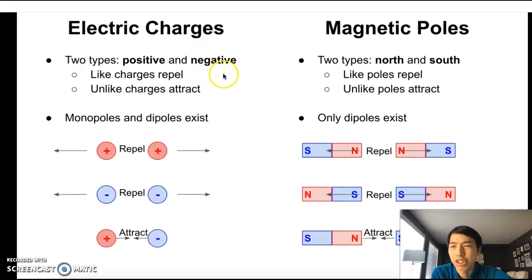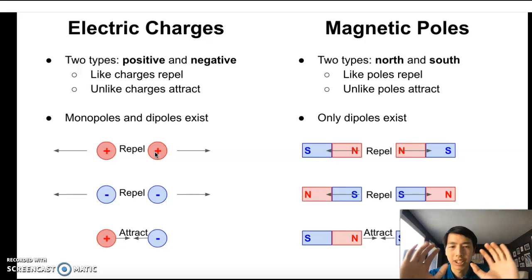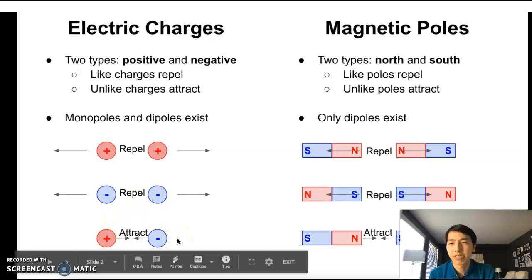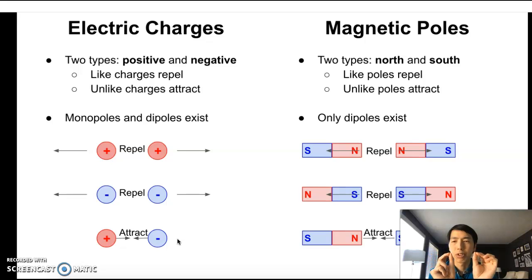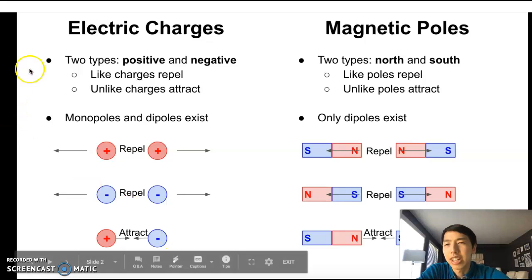This is from grade 9 actually, that there's 2 types of charges, positive and negative, and that like charges repel and unlike charges attract. Okay, so I just got some pictures here. A positive charge and a positive charge, if you hold them beside each other and let go, they're going to repel. Same with a negative and negative. However, if you have opposite charges, one positive, one negative, and you hold them there and then you let go, they're going to attract together. Okay, so that's how electric charges behave with attraction and repulsion.